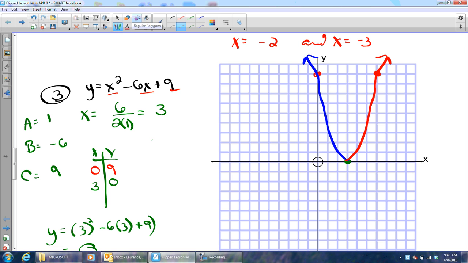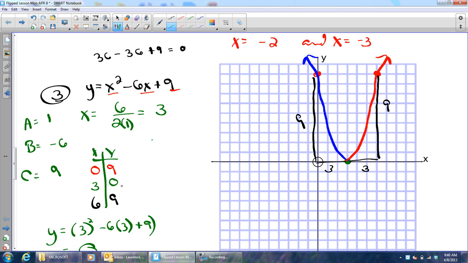Now look, if I go 3 units to the left and then up 9 units, and parabolas are perfectly symmetrical, then if I go 3 units this way, I'd have to go up 9 units, right? So (0, 9) is on the graph. Well, what x value is 3 units on the other side of 3? 6. And therefore the y value is 9. And see, I didn't have to do any math. I didn't have to plug 6 in for x. Now I could. I'd get 36 minus 36 plus 9, and that equals 9.